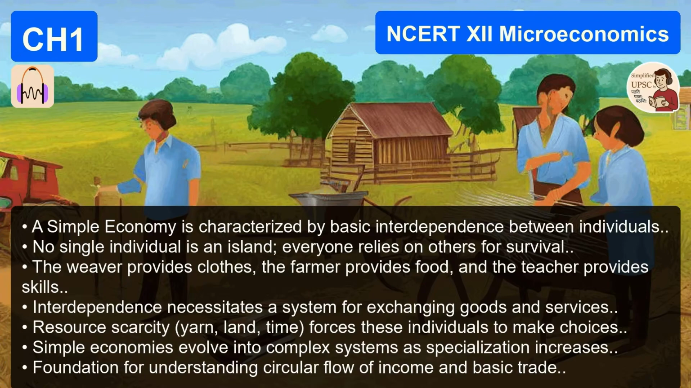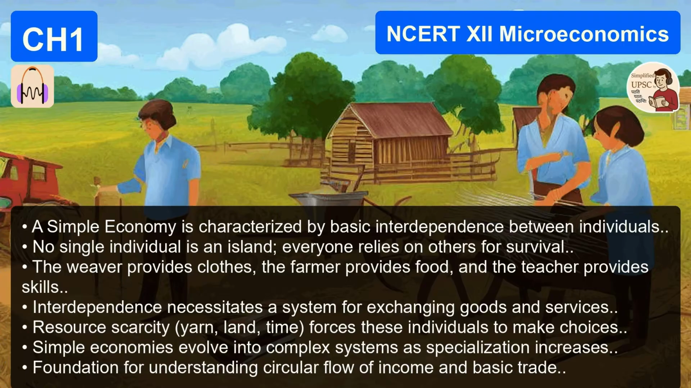Interdependence, okay. Think about that simple economy. The weaver has yarn, cotton, and a loom. That is his asset. That's his wealth. But here's the problem. You can't eat yarn. I mean, you could try, but it wouldn't be very nutritious. Precisely. The weaver needs food. The farmer has corn, plenty of it. But he needs clothes because he can't wear corn husks.